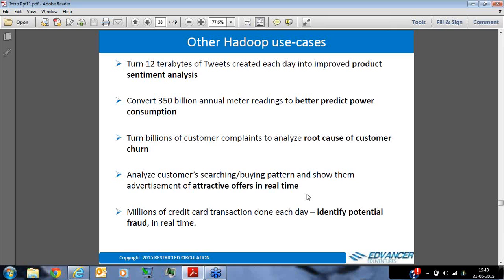Hadoop is also being used today to analyze customers' searching or buying patterns and show them advertisements of attractive offers in real time. Quite often you may have found that you visited a site, and then when you start browsing other sites or portals, you start seeing ads of what you had seen on that site, right? Most of you would have noticed that. So how does it happen that during the time it takes a page to load on your computer, the site which you are browsing is able to figure out in that 1 or 2 seconds what you had browsed previously, and immediately show you that ad.